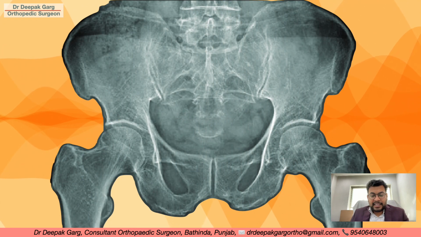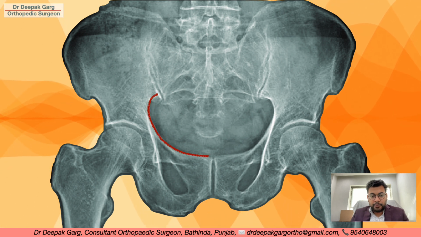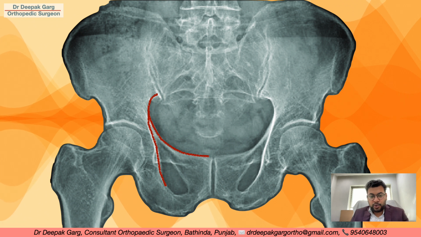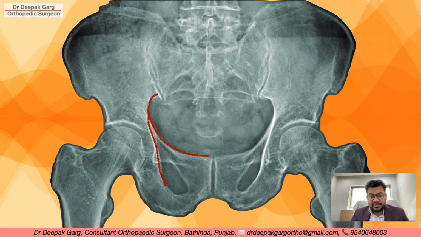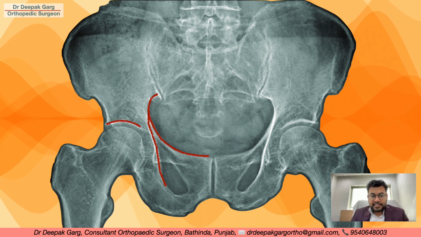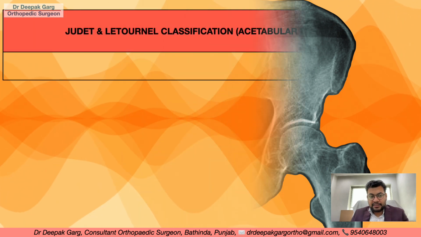So now looking at the x-rays, we already know this line is the iliopubic line and this represents the anterior column in x-rays. This line is the ilioischial line, also called Kohler's line, and this represents the posterior column in x-rays. So if there is a fracture in these lines, we can suspect that this is an anterior column or posterior column fracture, and this is the dome of the acetabulum.